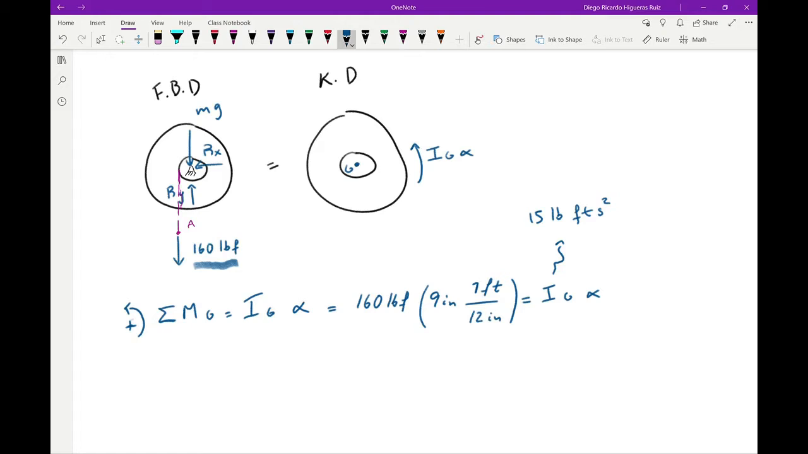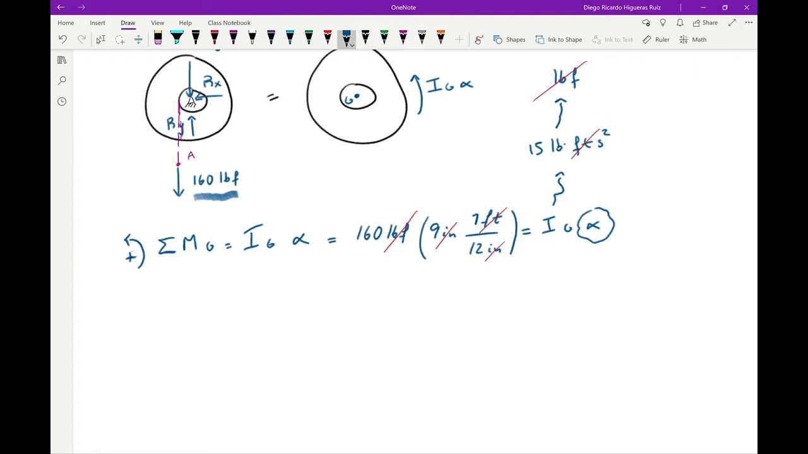So now if we solve for alpha right here, I think this pound is pounds force, but you would need to double check. Let me do a double check real quick. Inches with inches go away, pounds force with pounds force goes away, feet with feet goes away, and you end up with radians per second squared. So yes, this is given in pounds force. I'll write that right here; you don't need to, but I think it's clearer. If we solve for this, we are gonna have 8 radians per second squared, and that's the first part of the problem. There we go.